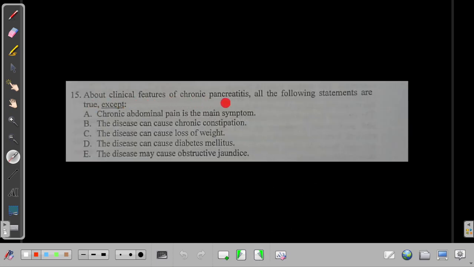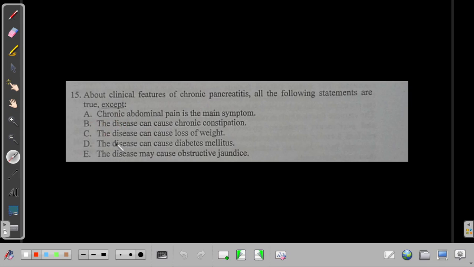About clinical feature of chronic pancreatitis. Beware, chronic, not acute. All the following statements are true except chronic abdominal pain is the main symptom of chronic pancreatitis. That's true. The disease can cause chronic constipation. This is untrue because in chronic pancreatitis there is deficiency of lipase and fat will go undigested in stool causing steatorrhea, the opposite of constipation. So this statement is untrue.